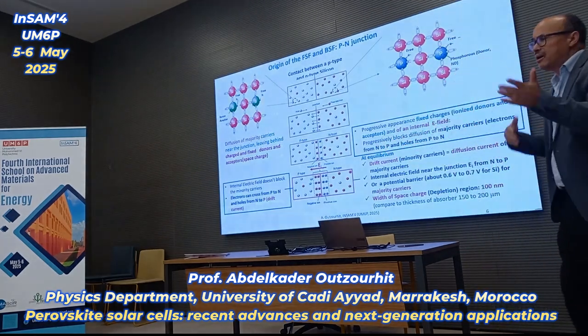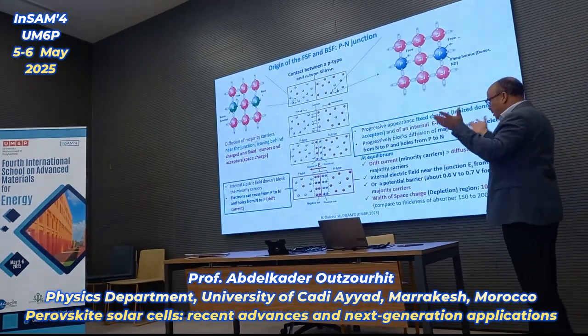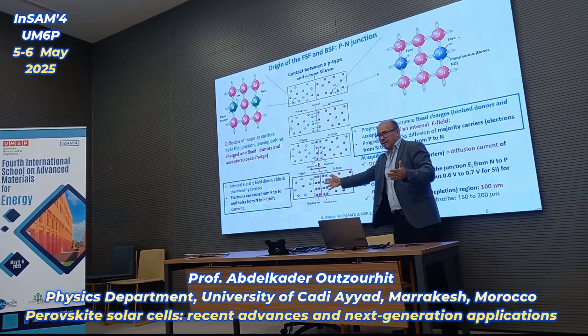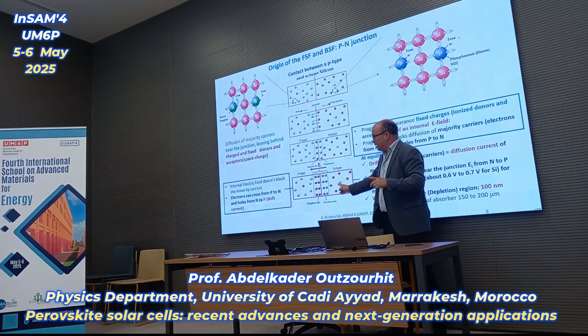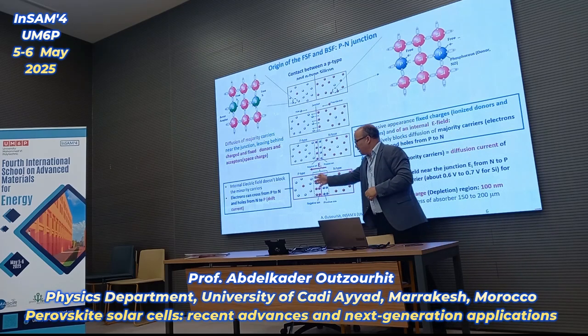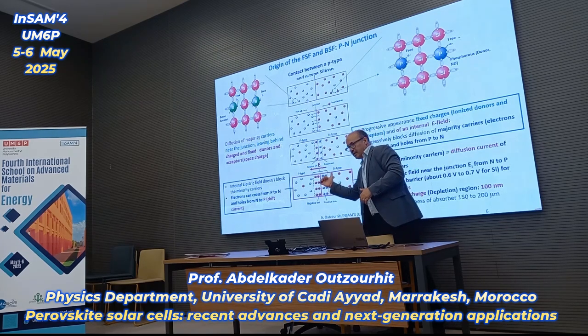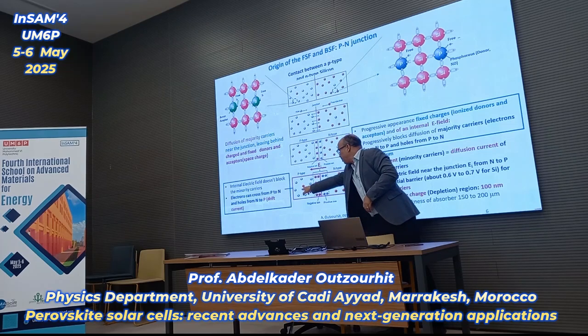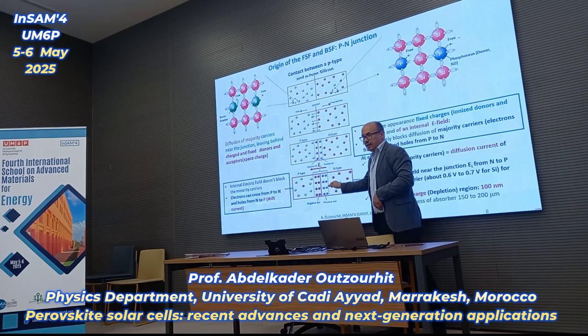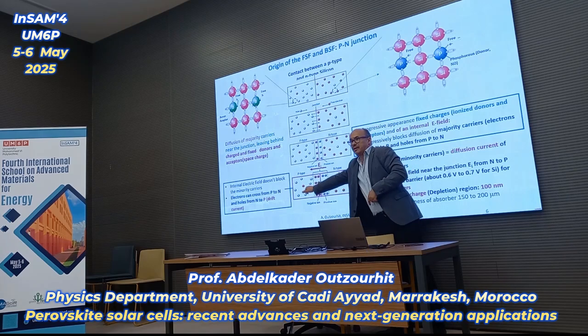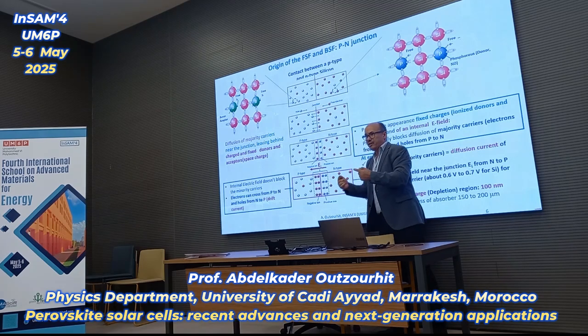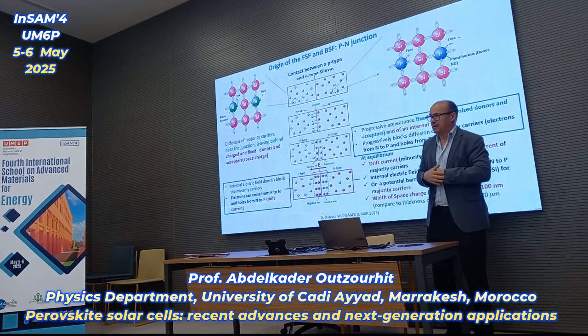So there are lots of ways you can imagine what's happening here. You can see that this electric field opposes the injection of electrons from the N side to the P side, because of the electric force on this side. And it opposes the injection of holes from the P side to the N side, but it doesn't oppose the passage of minority carriers.